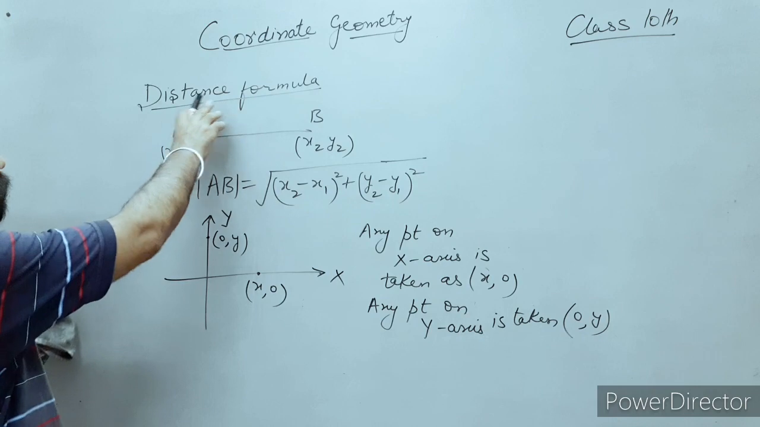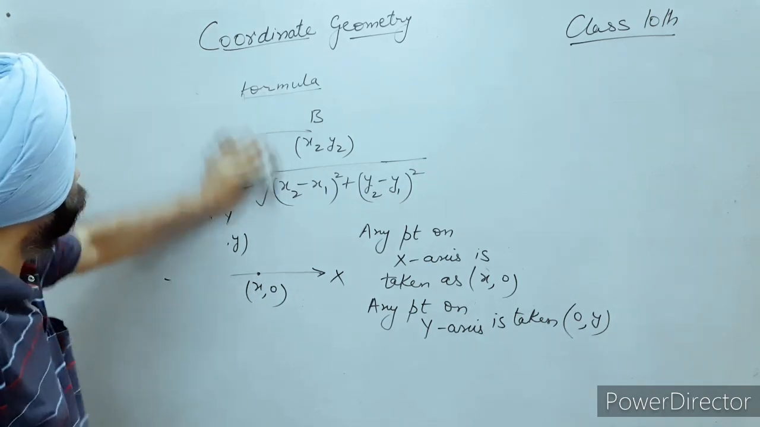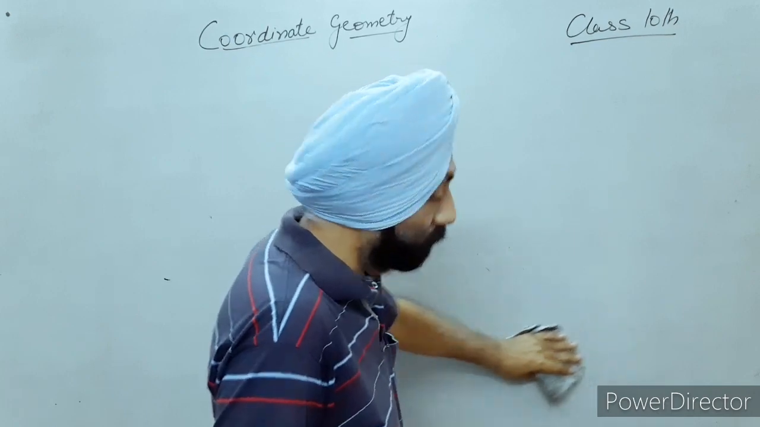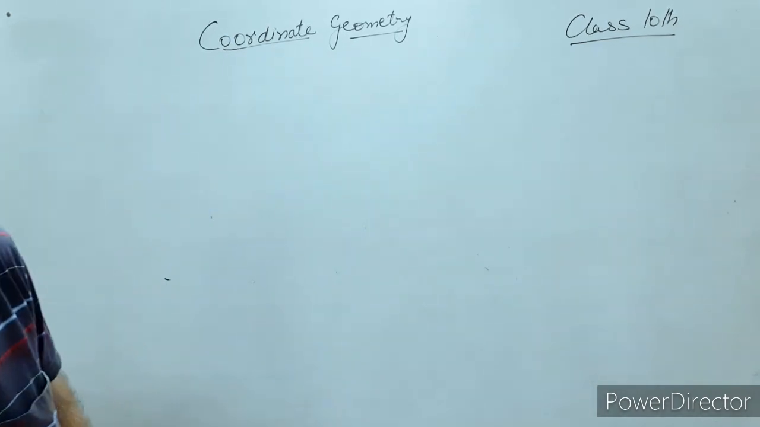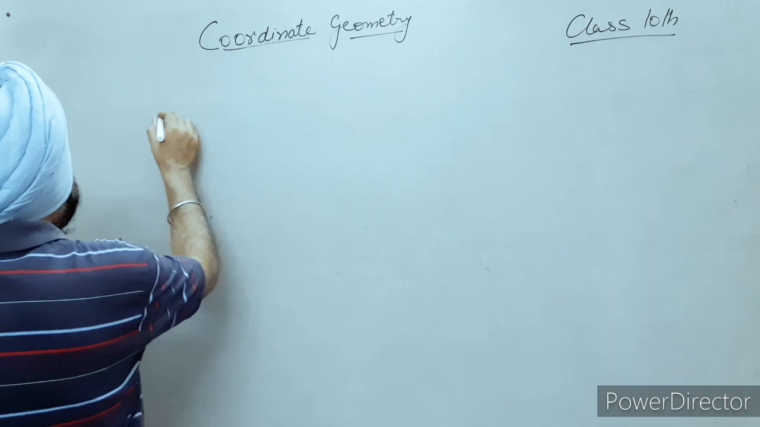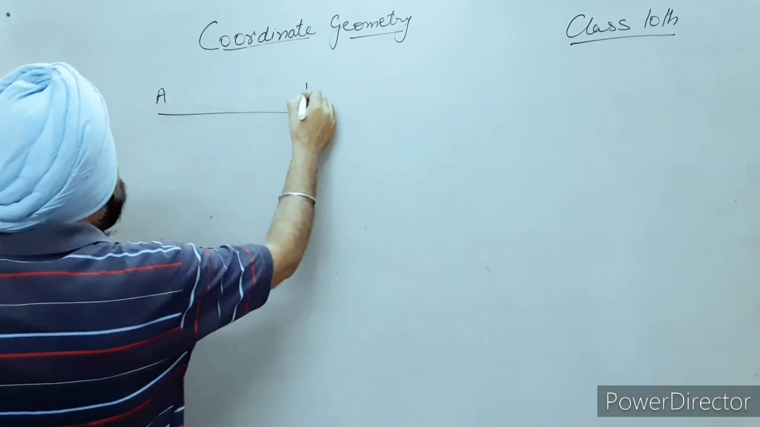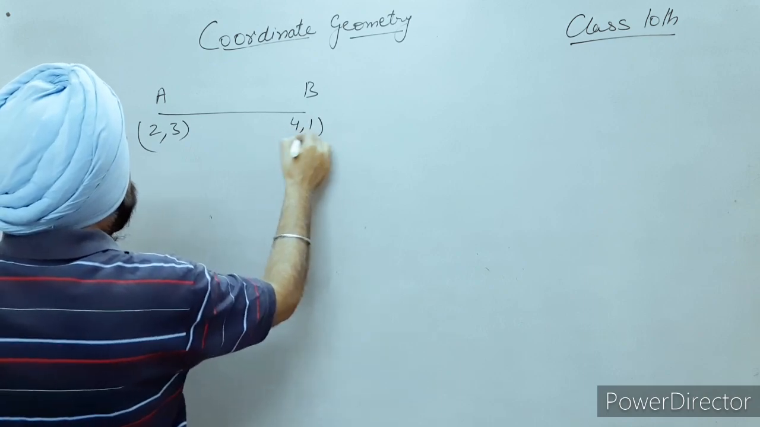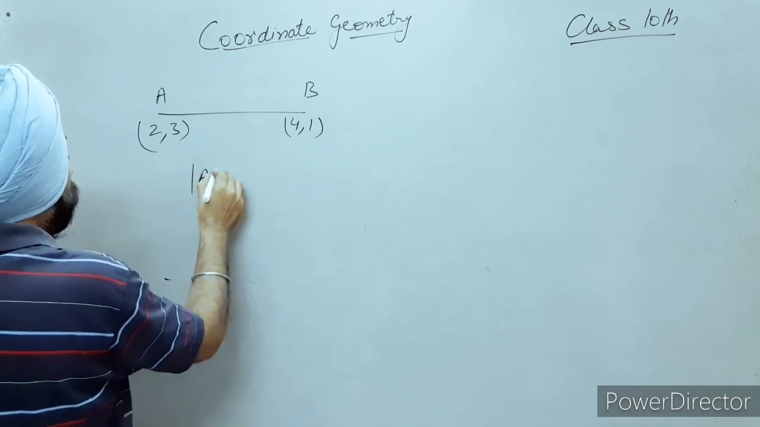Now we will do few questions based on distance formula. Question number 1 is, find the distance between the points 2, 3, 4, 1. Very elementary sum. A is 2, 3. B is 4, 1. I need to find the distance AB.